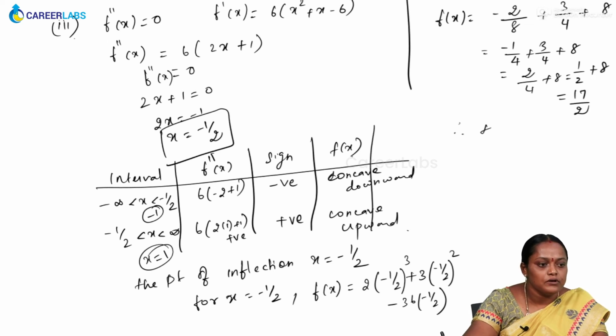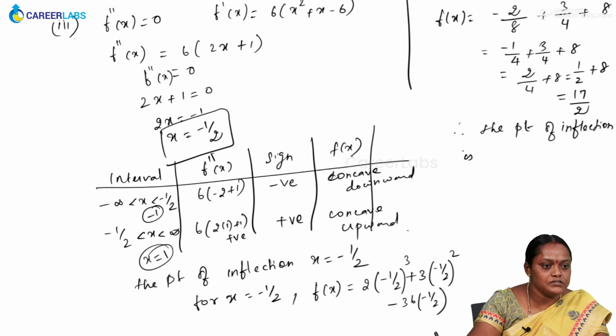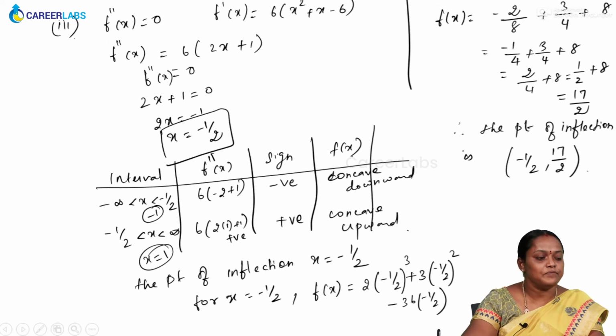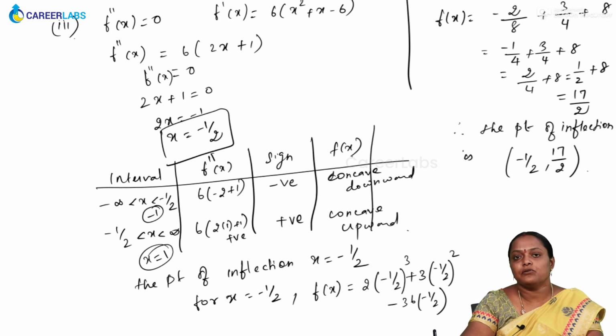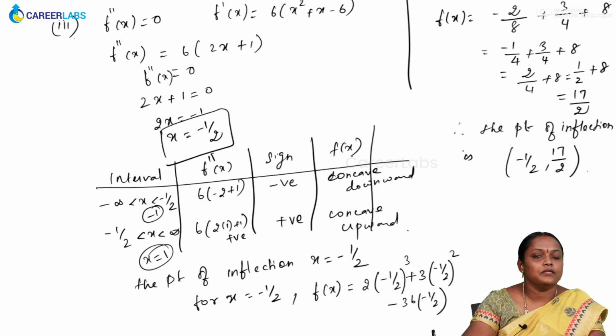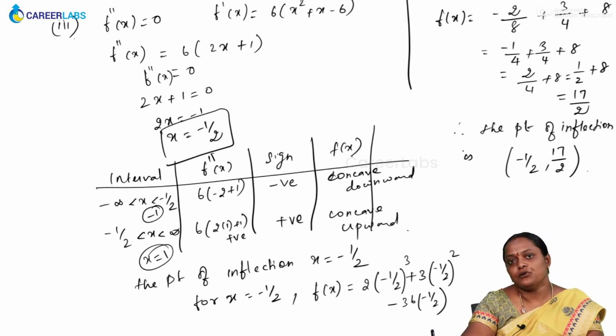Therefore, the point of inflection is minus 1 by 2 comma 17 by 2. So, in the same problem you have learnt all three things, that is, increasing and decreasing, local maxima and minima, and then concavity, and along with that you have learnt the point of inflection also. With this we will stop. Thank you.